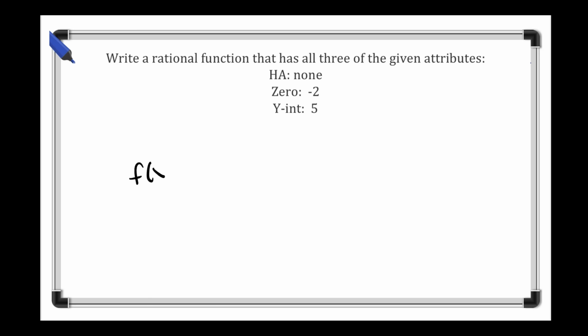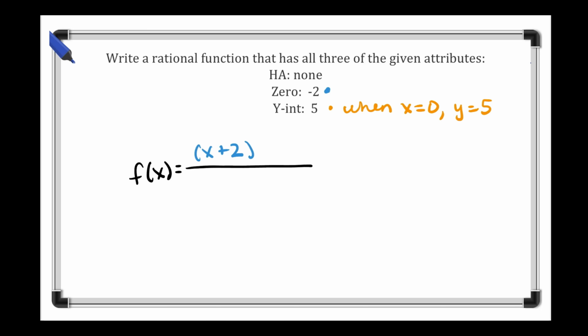Okay, next example, rational function, starting off again with f of x. You have a zero of -2 that would come from your numerator. So we're going to have x plus 2. We have a y-intercept of 5. So we know that when x is 0, then your y value is 5. So again, you could do anything like 5 over 1. You can have 10 over 2. So we could have like 10 over 2 here.